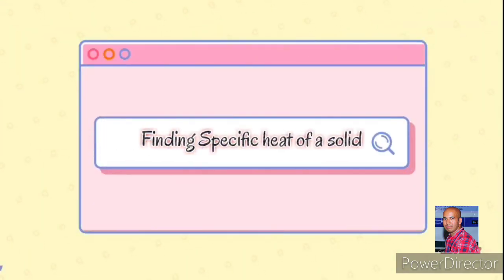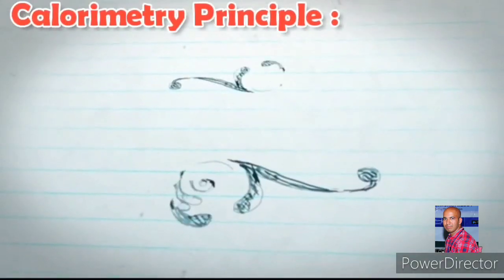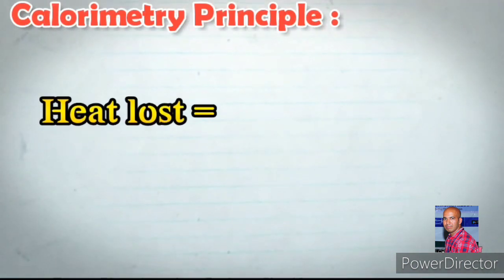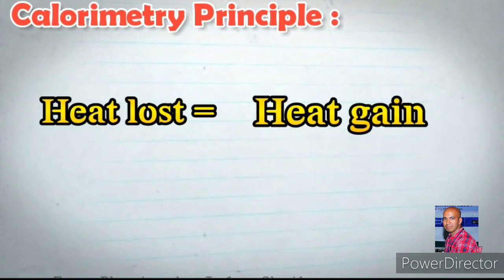Finding specific heat of a solid. Let us first learn the principle of calorimetry. The net heat lost is equal to the net heat gained. Let us understand this with an example.